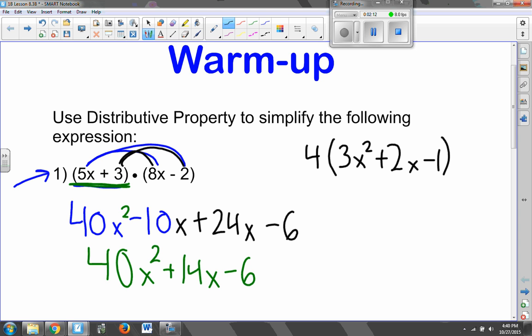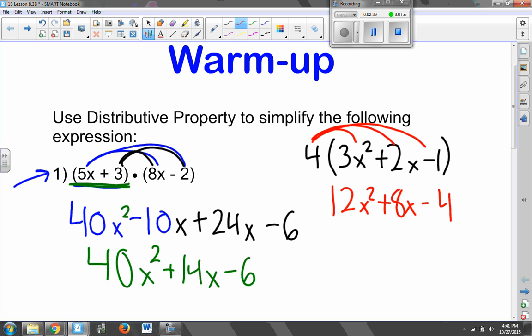Now, hopefully we know that if we had a situation like this, four times the quantity, 3x squared plus 2x minus 1, we can do the distributive property here quite easily. Right? 4 times there, 4 times there, 4 times there. In fact, we were doing that just a couple of sections ago. Distributive property to a trinomial would end up giving us 12x squared plus 8x minus 4.